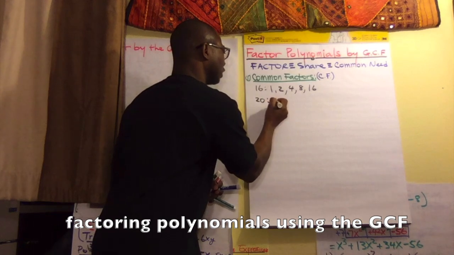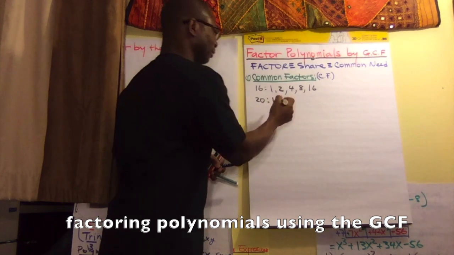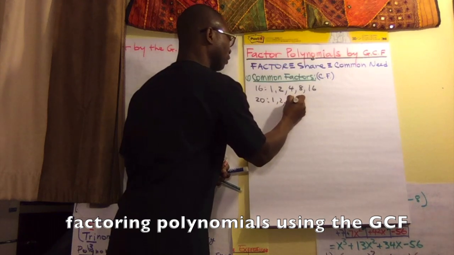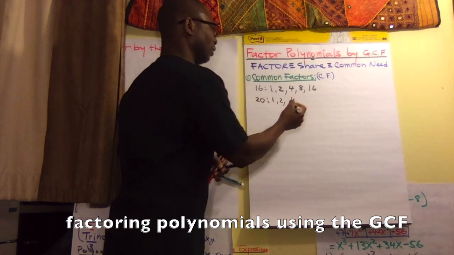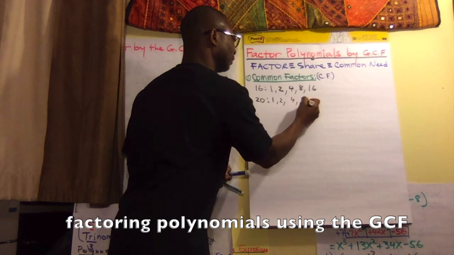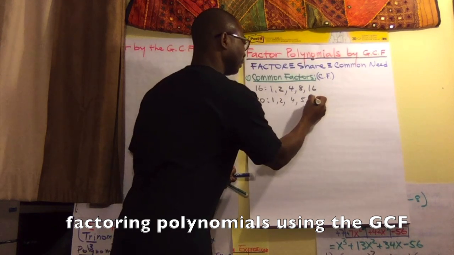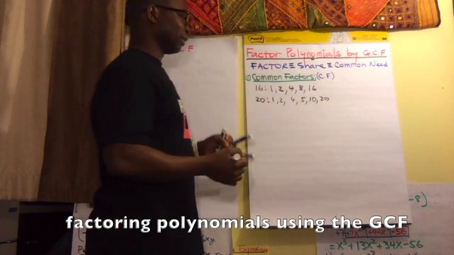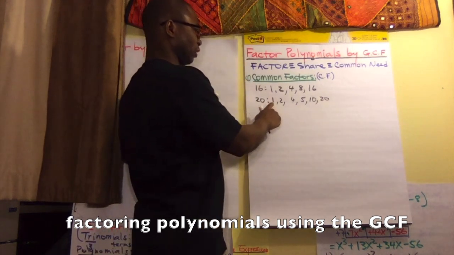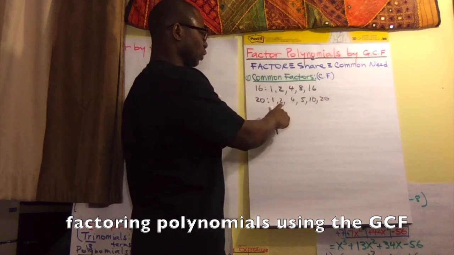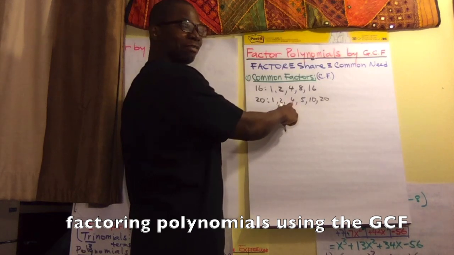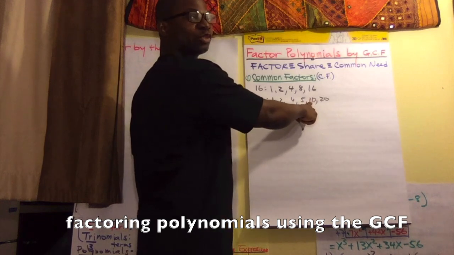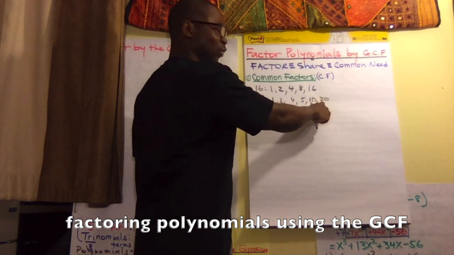20 is a multiple of 1, or 2, or 4, or 5, or 10, or 20 itself. So if I take 20, I could say 1 times 20 is 20, 2 times 10 is 20, 4 times 5 is 20, 5 times 4 is 20, 10 times 2 is 20, 20 times 1 is 20.